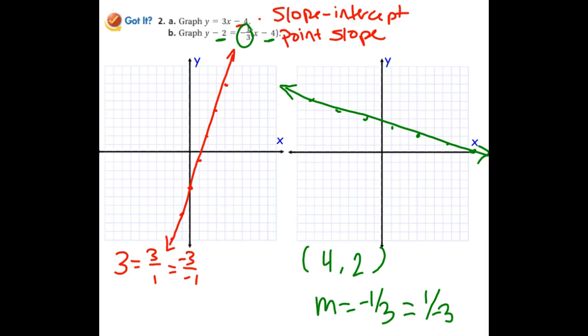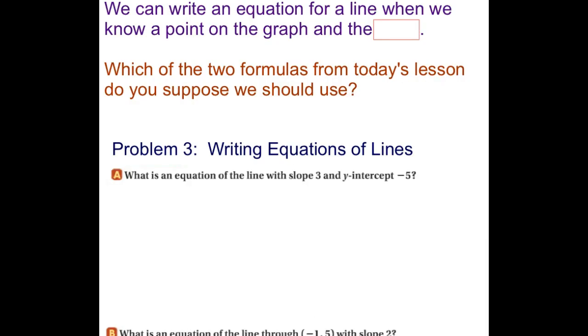What we're going to do some here is we're going to practice just giving you ordered pairs and a slope and try to write an equation from that. So we can write an equation for a line when we know a point on the graph and just the slope. And so you want to think about the two formulas we've talked about, point slope and slope intercept, and which one fits each situation.